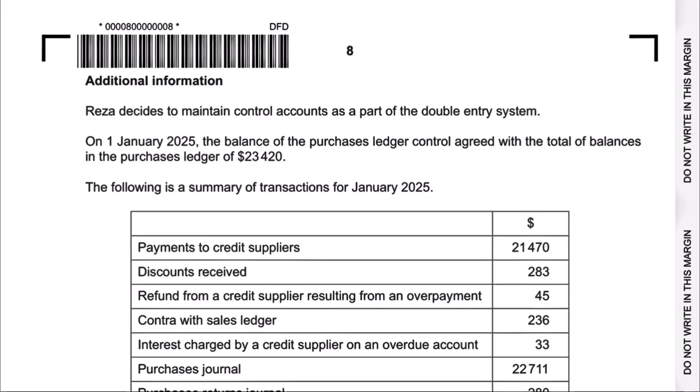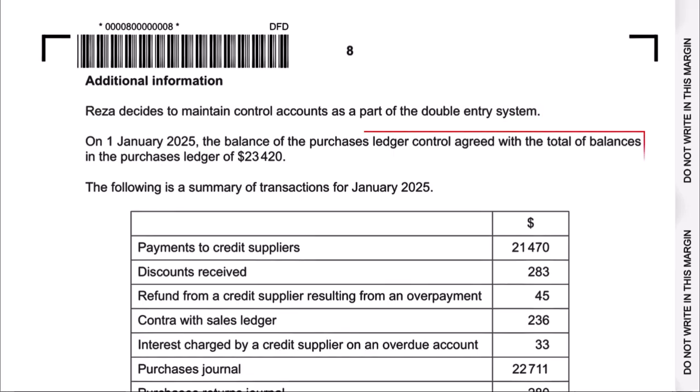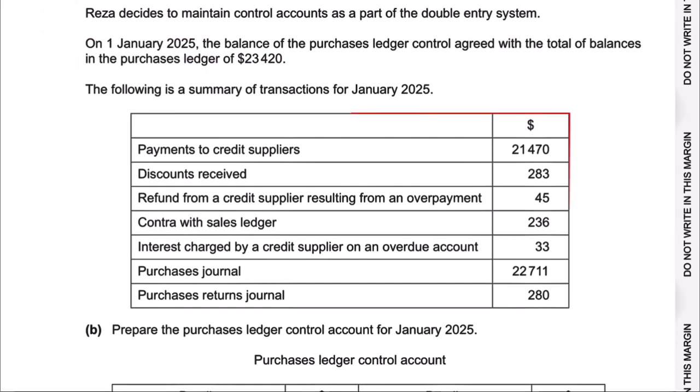On the next page, additional information is given. Reza decides to maintain control accounts as a part of the double entry system. Then it is written, on 1 January 2025, the balance of the purchases ledger control account agreed with the total of balances in the purchases ledger of 23,420. Then below this, a summary of transactions for January 2025 is given, and part B is written, prepare the purchases ledger control account for January 2025.